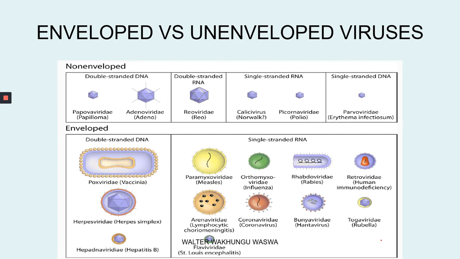Enveloped viruses, when we look at them in terms of classification, we have double-stranded DNA and single-stranded RNA. That is how they are classified. And when you look keenly at the shape, it is quite unique. You can see the virus that causes rabies, which is single-stranded RNA. Then we have HIV, under the Retroviridae. Then the Bunyaviridae, which includes hantavirus. Then Togaviridae, with the rubella virus. Paramyxoviridae, with the measles virus. Then Arenaviridae, with the lymphocytic choriomeningitis virus. And then Coronaviridae, which is where we have coronavirus.